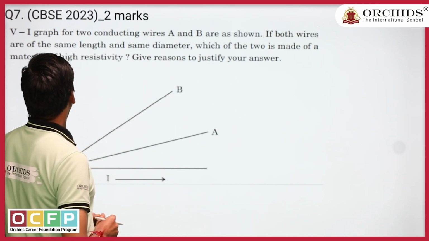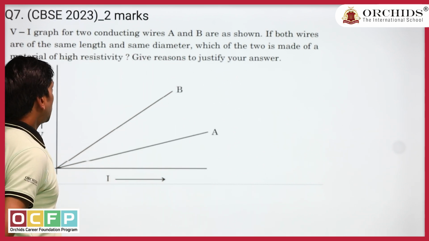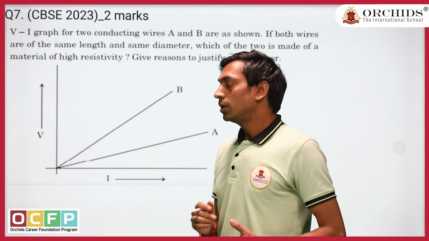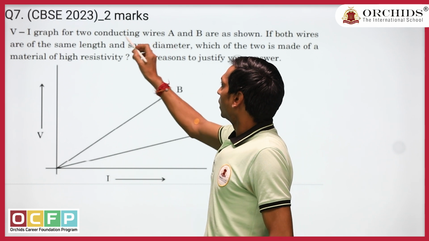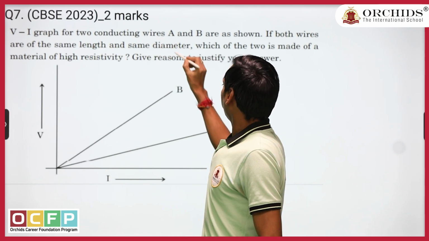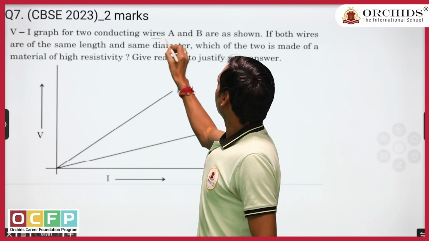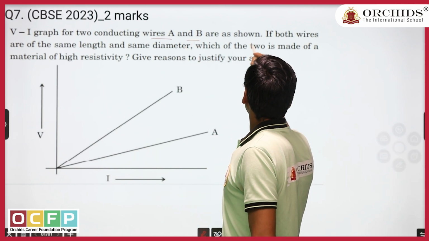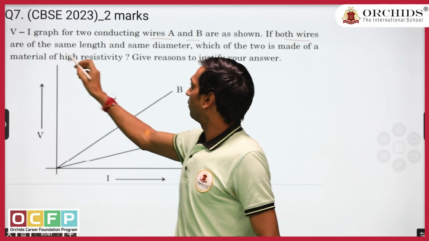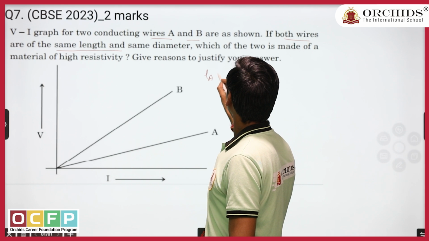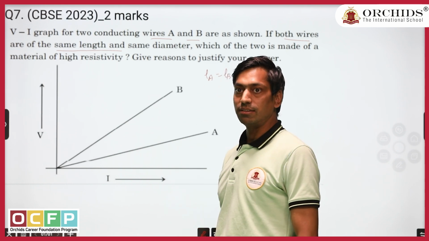The question says that a VI graph for 2 conducting wires is given. Now when you read the question, try to draw or write the data also. We are having 2 wires, A and B, as shown, and both the wires have the same length. Again, what is the question? LA equal to LB, same length.